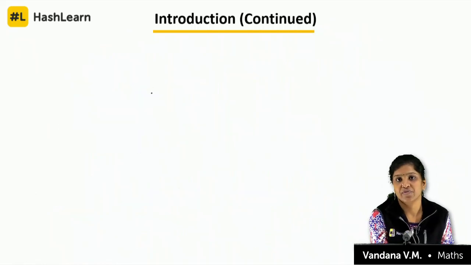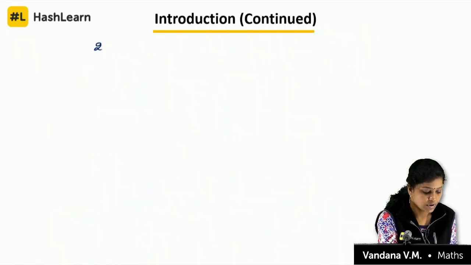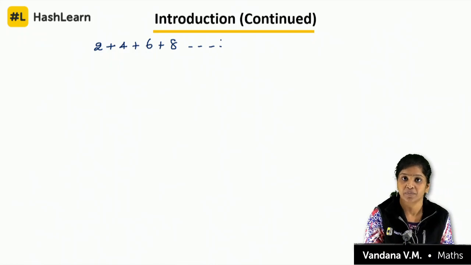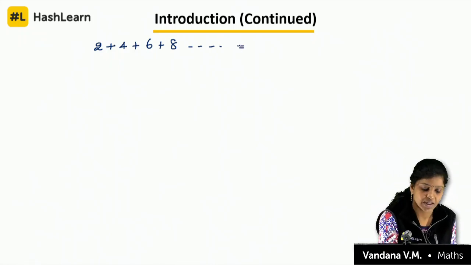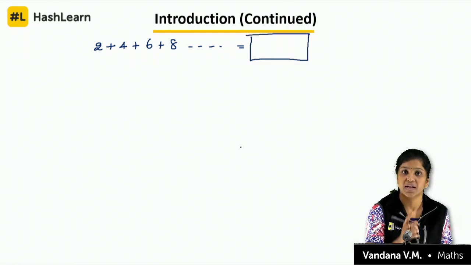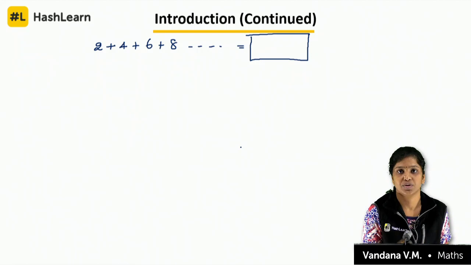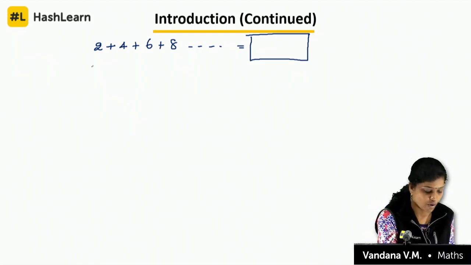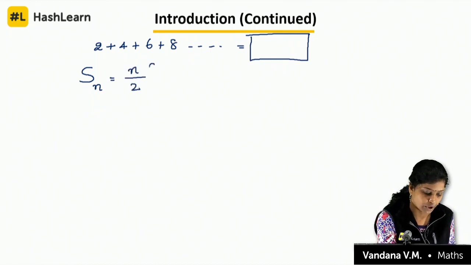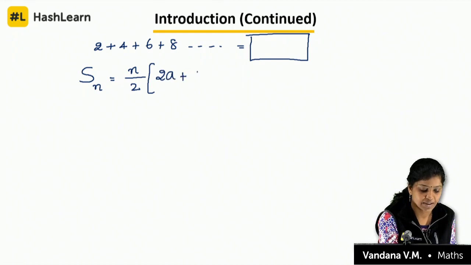Now, the sum of the arithmetic progression. Suppose 2 plus 4 plus 6 plus 8, like this. If I am adding 50 terms, what will be the sum? We can't sit and write out the sequence and add those terms. For that we have one formula, Sn, the sum of n terms. The formula is n by 2 into 2a plus (n minus 1) into d.